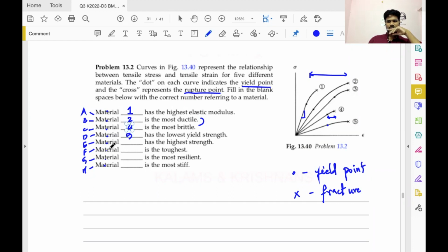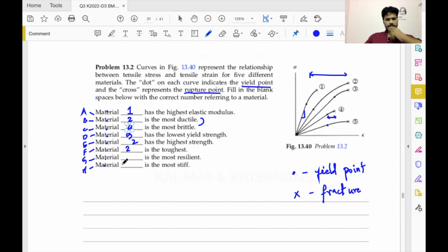Great. Next, material E, highest strength. By highest strength, they mean ultimate strength. Now we have lots of strengths, but if they don't refer to any other strength, it's the ultimate strength. 2 has the highest ultimate strength. Which is the toughest? 2. The toughest material has the highest area under the curve. The curve with the highest area under the entire stress-strain curve is 2.